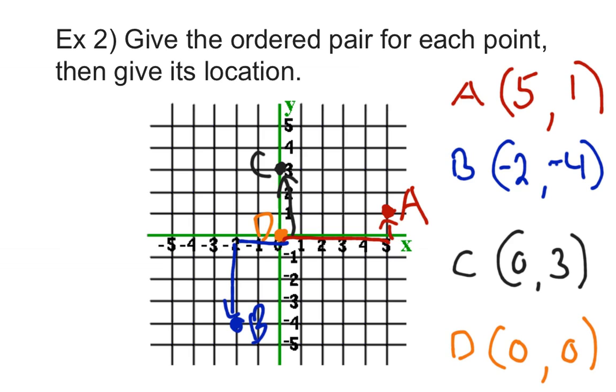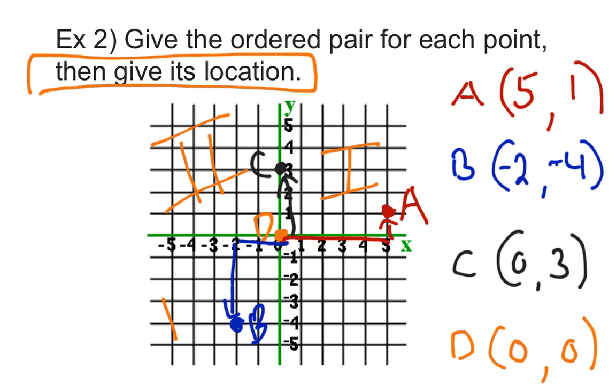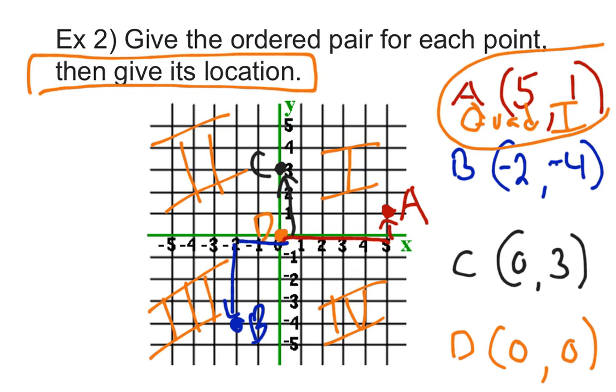Okay, last thing I want to talk about here is this last part of the directions. Then give its location. We have the 4 ordered pairs. Now we have to give the location here. So for part A, really it's just saying which quadrant is it located in. Since I know this is quadrant 1, this is quadrant 2, quadrant 3 is down here, and finally quadrant 4. We're just simply saying where are they located. So part A here is going to be quadrant 1. Make sure you use the Roman numerals.